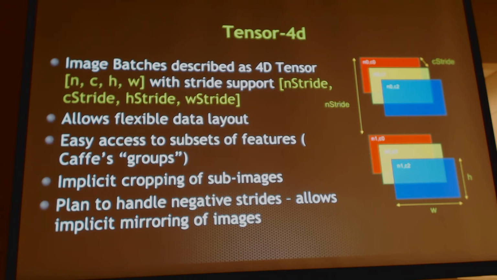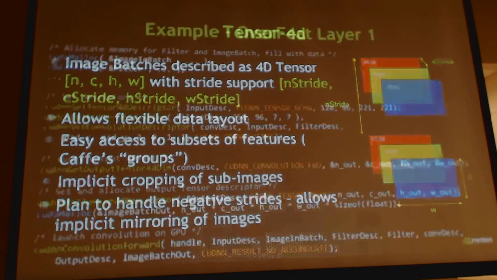We also allow you to play around and access just subsets of your input data without having to explicitly copy them out into a separate buffer. We support implicit cropping, and we're also planning to handle negative strides, which you can use to implicitly mirror an image without having to go out and duplicate your data and do that explicitly.